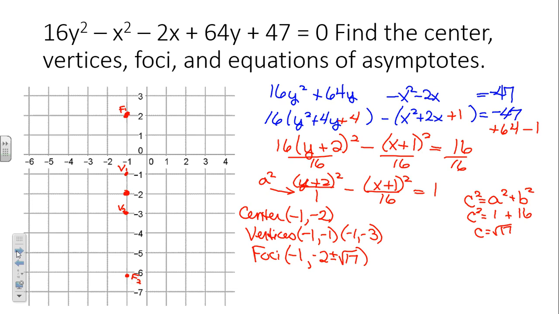And now we're ready for the asymptotes. So we have to plot b. To find b, we want to go 4 left and right, don't we, from the center. But those aren't actually part of the graph, they're just there to help us make our box. And make sure you do it from the vertex, not from the foci. Now draw your diagonals.